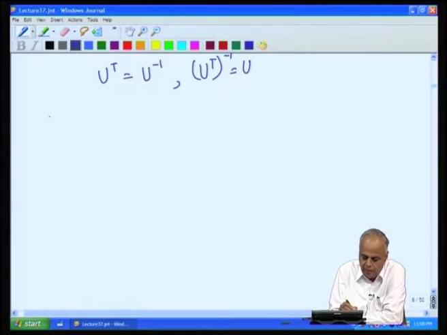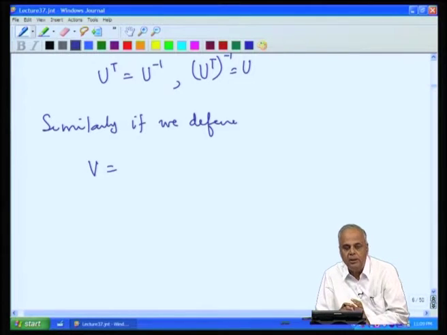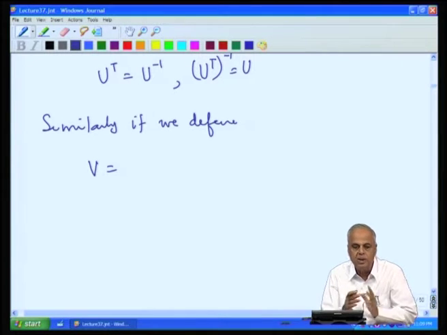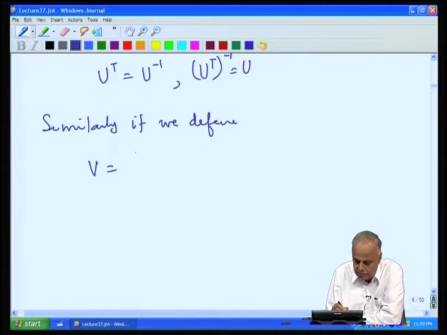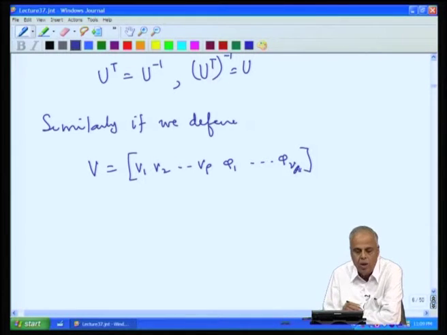Analogously, similarly, if we define V, now we constructed the U matrix taking care of the basis on the R m side. Now, we construct the matrix V taking care of the basis on the R n side, that is V 1, V 2, V rho, phi 1, phi 2, phi nu A. Now, all these vectors in R n, there are n of them. So, this becomes an n by n matrix.